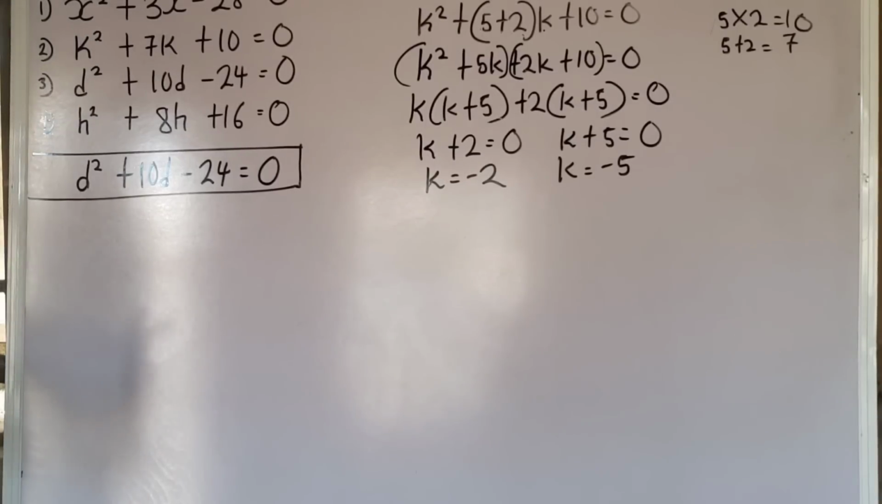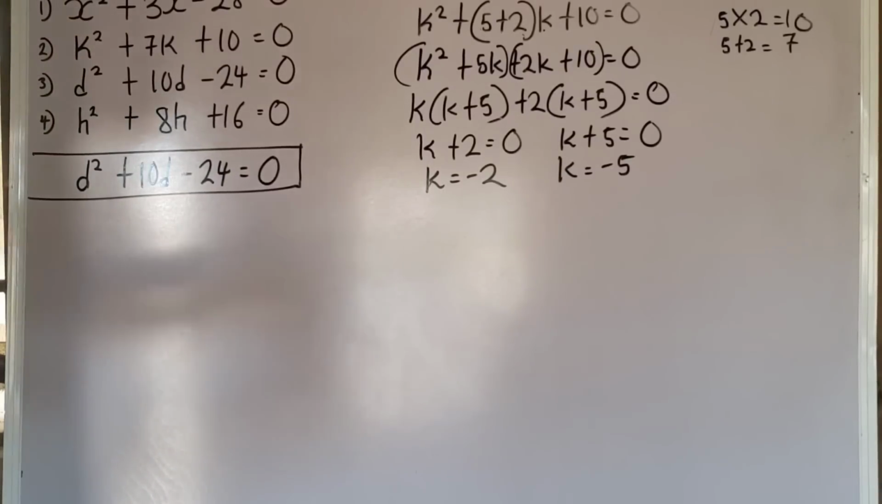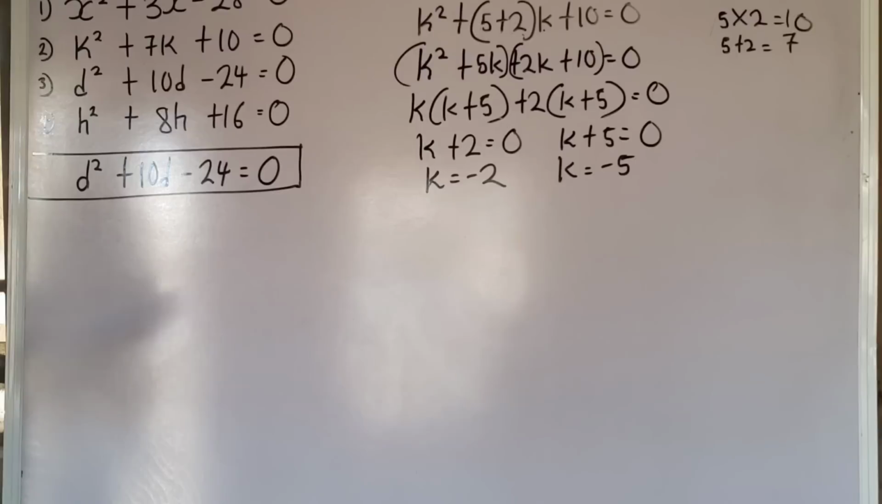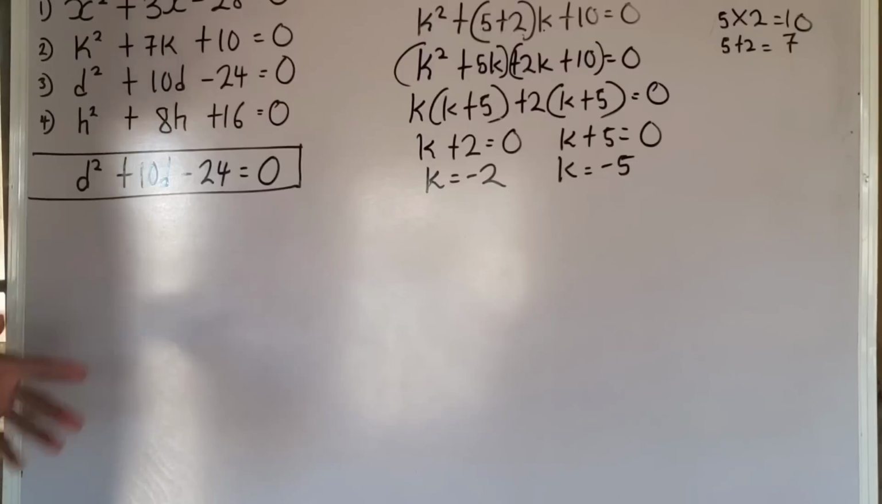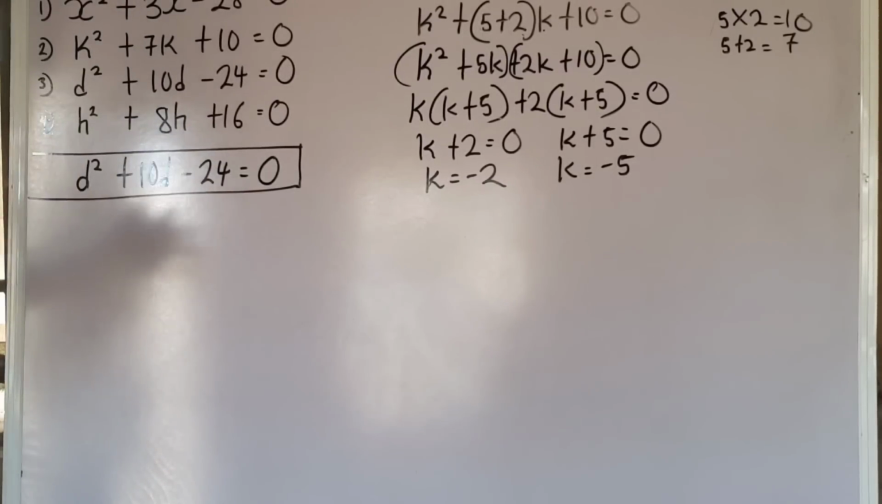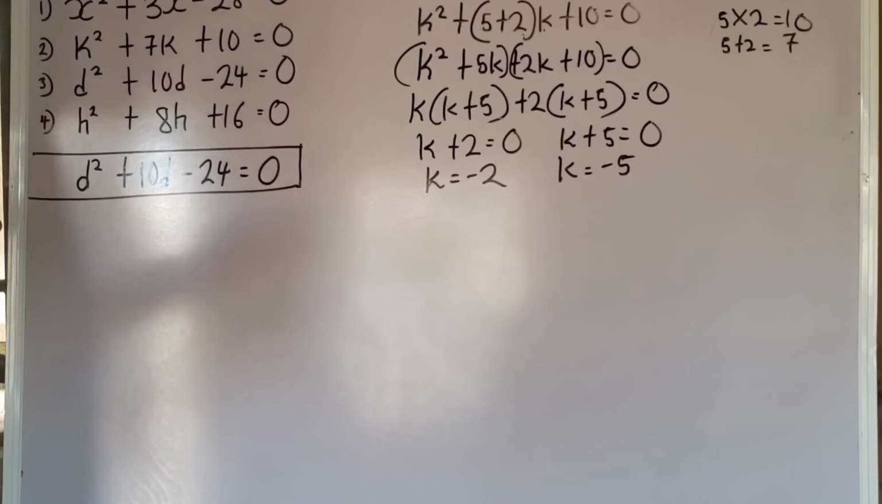Don't forget, a is unity. Please, I want you to understand this. When I say a is unity, it means that a is 1. That is the coefficient of d squared. If a is not 1, there are some important steps that you have to take before you begin to calculate. We are still coming there. But we are dealing with a quadratic equation where a, the coefficient of the highest power of the unknown, is 1. That is what I mean by a being unity.